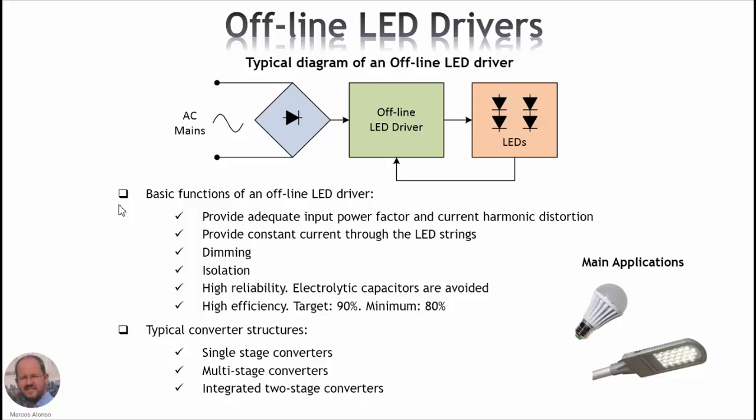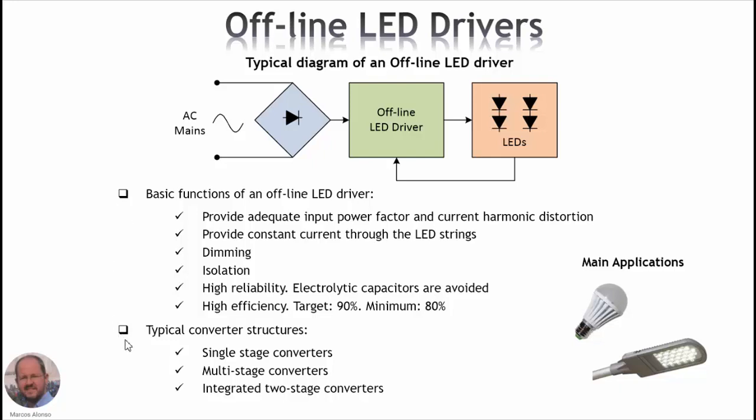We are also interested in having a high reliability, so electrolytic capacitors are usually avoided in this type of converters in order to keep a high lifetime of the LED driver. And of course, we are interested in having a high efficiency. Usually the target efficiency is 90% with a minimum value of 80% within the whole range of operation.